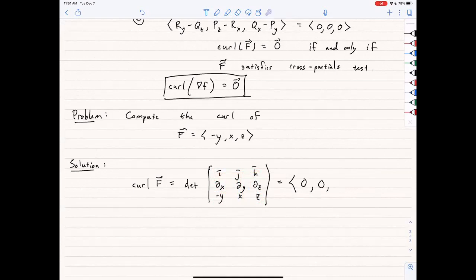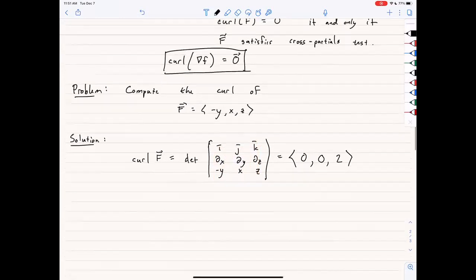So far, so good. Last component, I have to cross off this row and column, take the determinant of this. Now I get some non-zero things. I get the derivative of x with respect to x, that's 1, minus negative the derivative of y with respect to y, which is also plus 1 once the negatives cancel. So I get 2. So I get this guy.